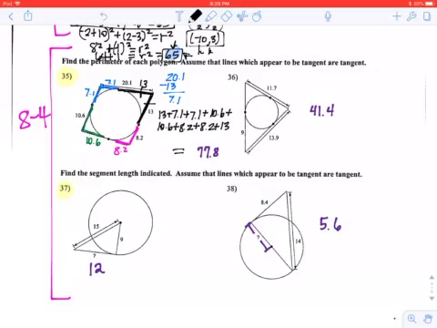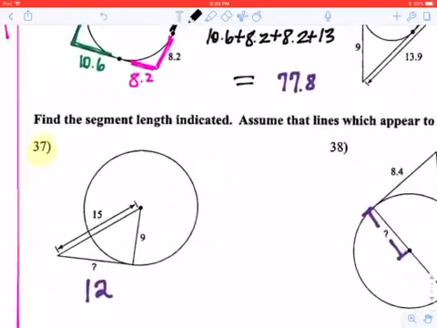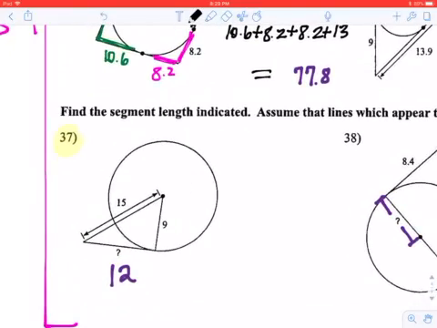Cool. Let's do 37 while we're here. 37. Theorem 1 from 8-4 says that this radius is perpendicular to this tangent. Ta-da! Guess what that means? We have a right triangle, which means I can do Pythagorean theorem. Make sure you know the hypotenuse is always across from the 90-degree angle.